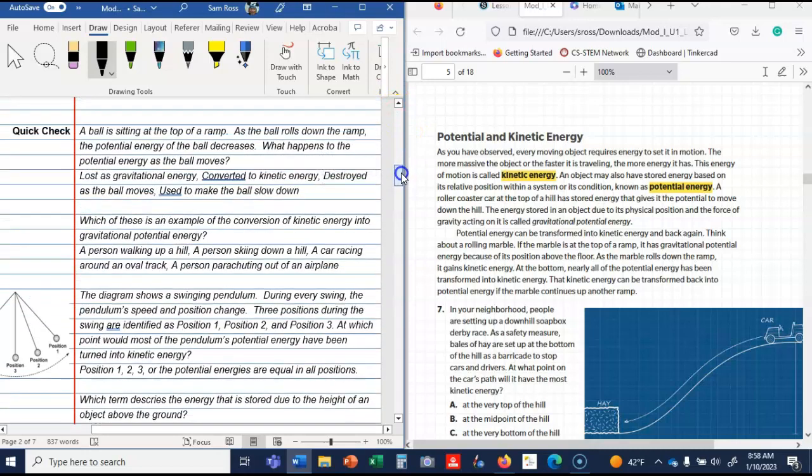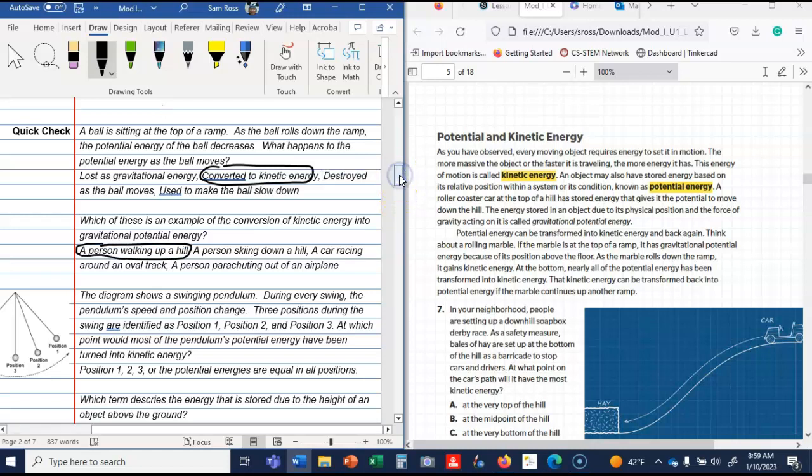All right, let's answer these quick check questions. So we have a ball sitting at the top of a ramp. As the ball rolls down the ramp, the potential energy decreases. What happens to the potential energy as the ball moves? And the answer is that it is converted to kinetic energy. Okay. And then which of these is an example of the conversion of kinetic energy, or the energy of movement, to gravitational potential energy? And it's going to be a person walking up a hill.